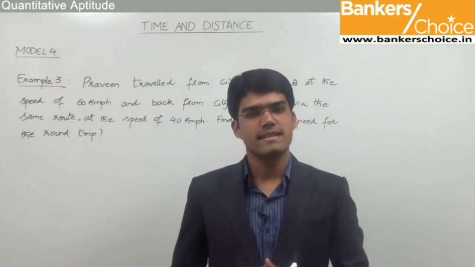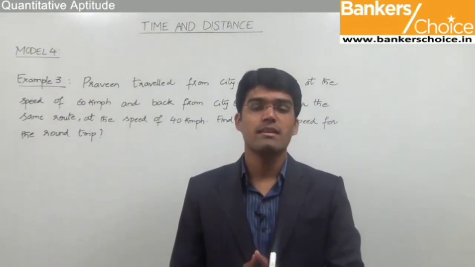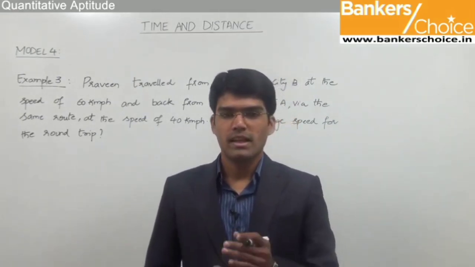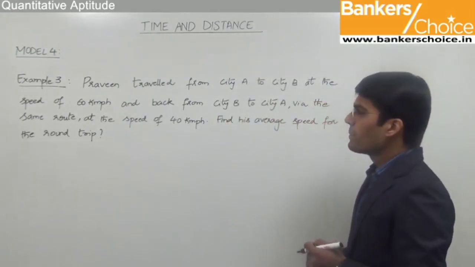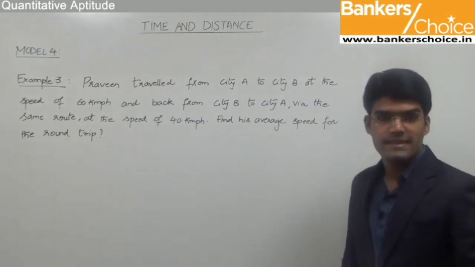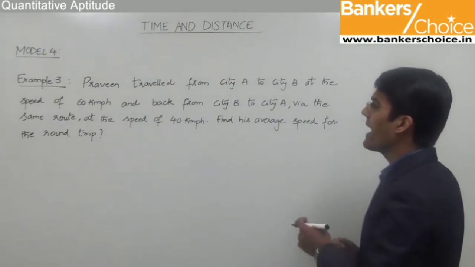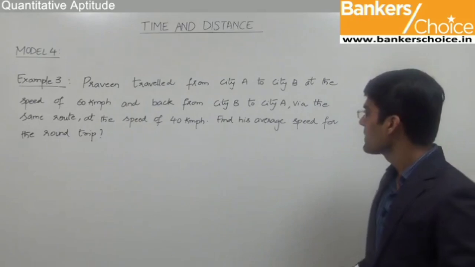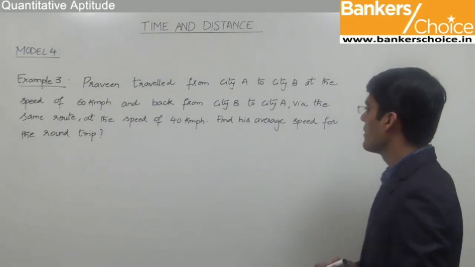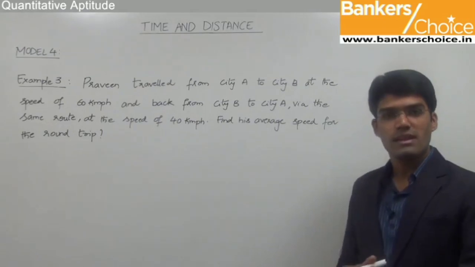Let us now take the next example from average speed, where the distance traveled in both the parts of the journey are equal. Let us look at the question here. Praveen traveled from city A to city B at the speed of 60 kilometers per hour and back from city B to city A via the same route at the speed of 40 kilometers per hour. Find his average speed for the round trip.